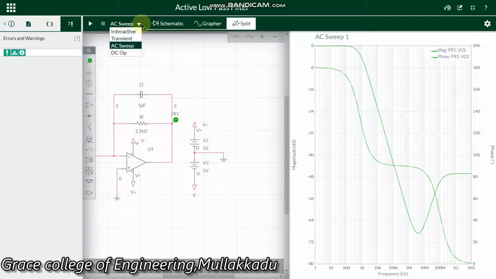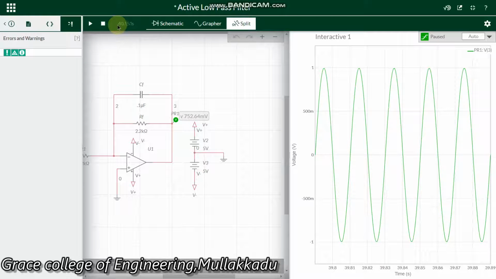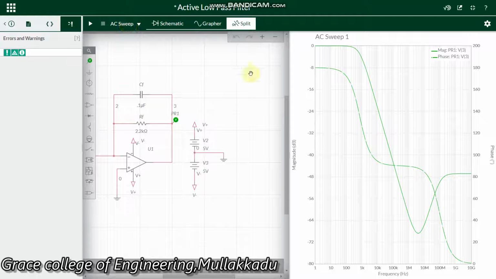If you want to obtain the voltage response, we can move to the interactive characteristics, which will provide the voltage response between the input as well as output. But we are going to study only the frequency response, so we take it as an AC sweep and we can see the magnitude as well as phase response. Here we calculate in the dB. We can change the value either in dB or logarithmic scale.